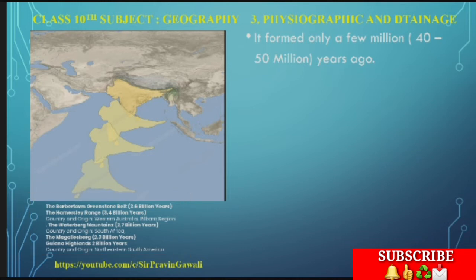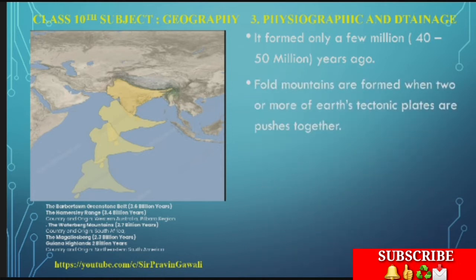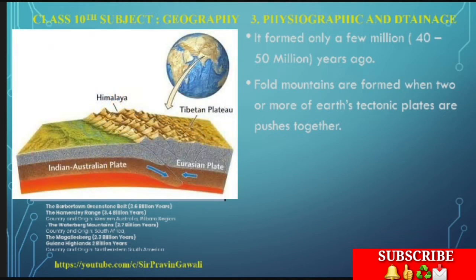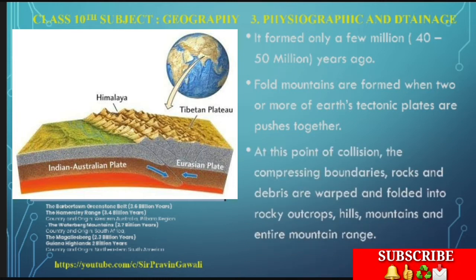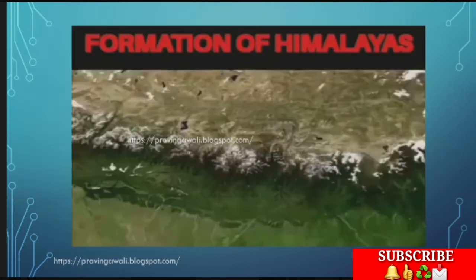Now why is it called as a fold mountain? Try to understand the concept of fold mountain. Fold mountains are formed when two or more of Earth's tectonic plates are pushed together. At this point of collision, the compressing boundaries, rocks and debris are warped and folded into rocky outcrops, hills, mountains, and entire mountain range. Students, let's try to see with a video clip how did Himalaya form.